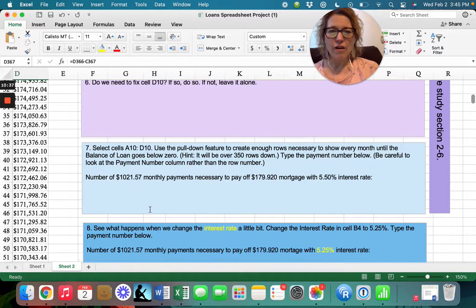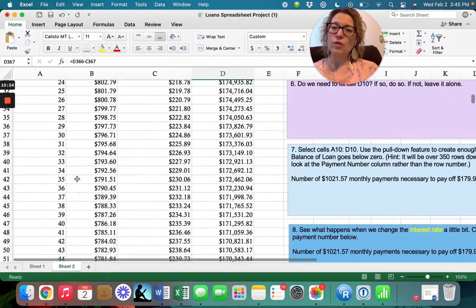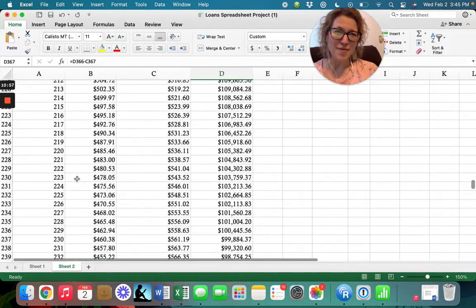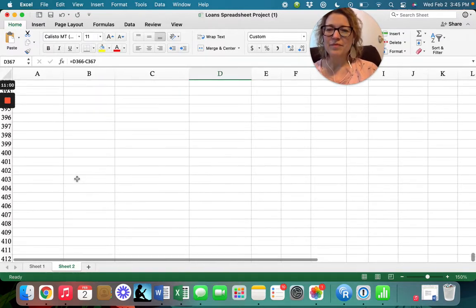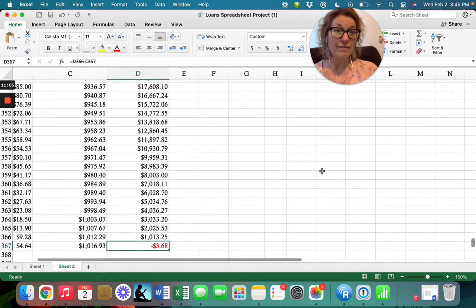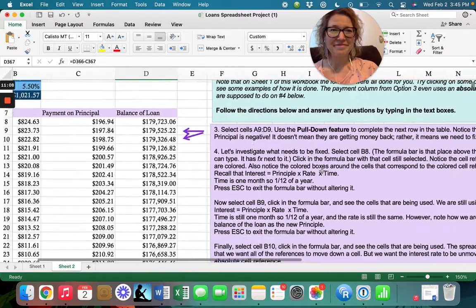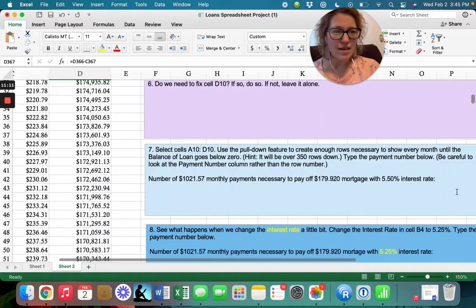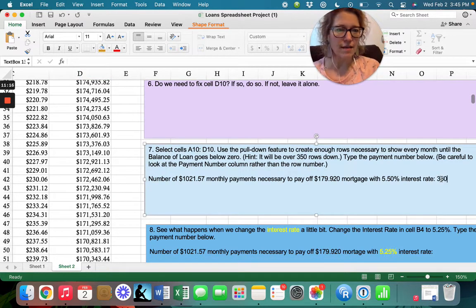So right here, number of monthly payments necessary to pay off the mortgage with this interest rate. So as is, this number 7 is just asking you, as is, how many monthly payments does it take to pay it off? So we scroll down, or we just remember, 360. That's the answer I want to write there. It's kind of bulky when it's recording and moving. So right there, I'll put in my answer, 360.